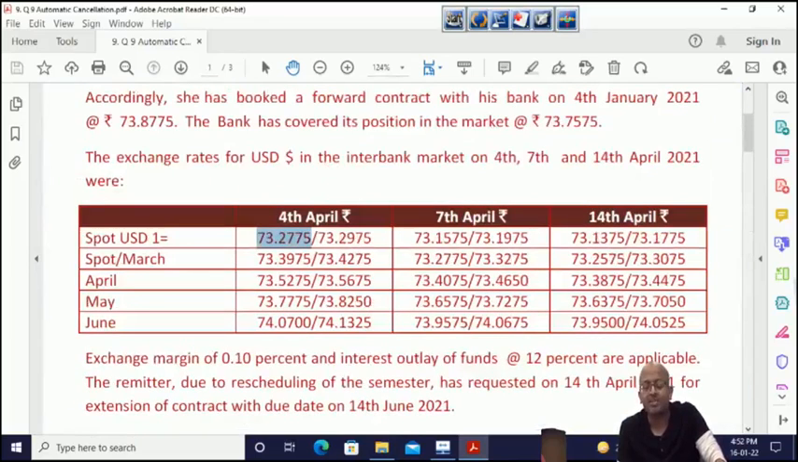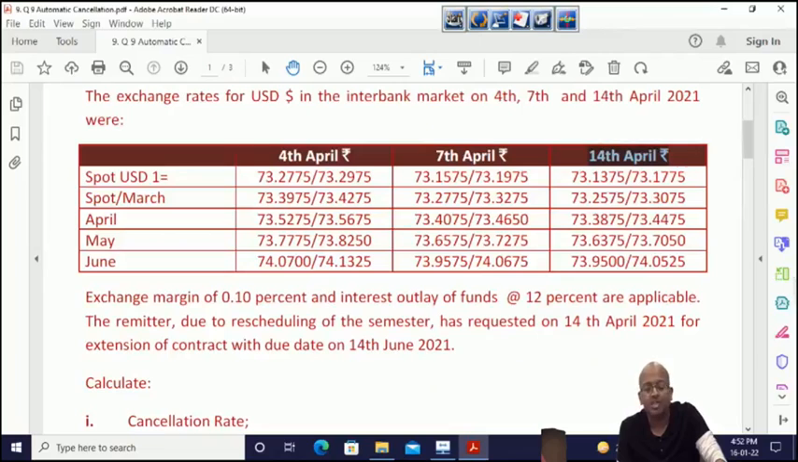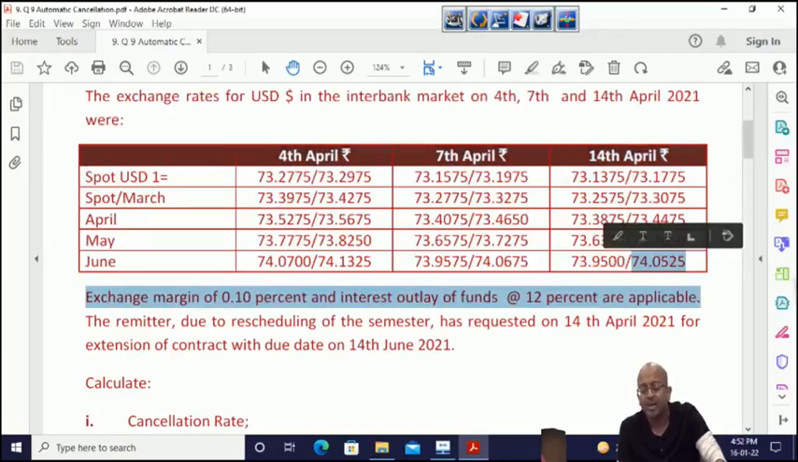Okay, so when did the customer finally come? The customer came on the 14th April and he wanted extension for 14th June. So 14th June, the buying rate is 74.0525.